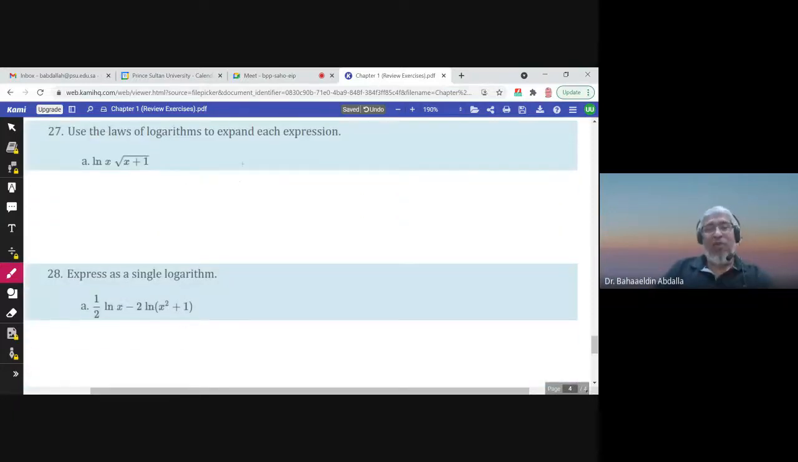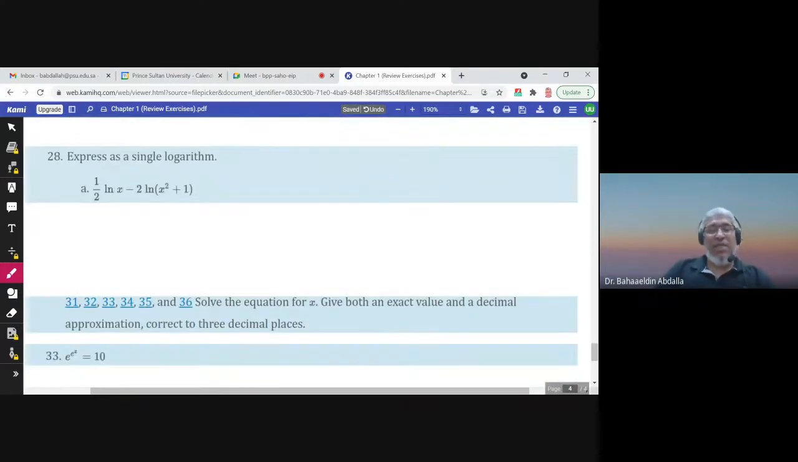Use the laws of logarithms to expand each expression. So we have ln of x, all of this inside the ln, a product, so it would be ln x plus ln square root of x plus 1. And square root of x plus 1 is x plus 1 to the power half, and then you can take the half outside in front of the ln. So this would be expanding the expression.